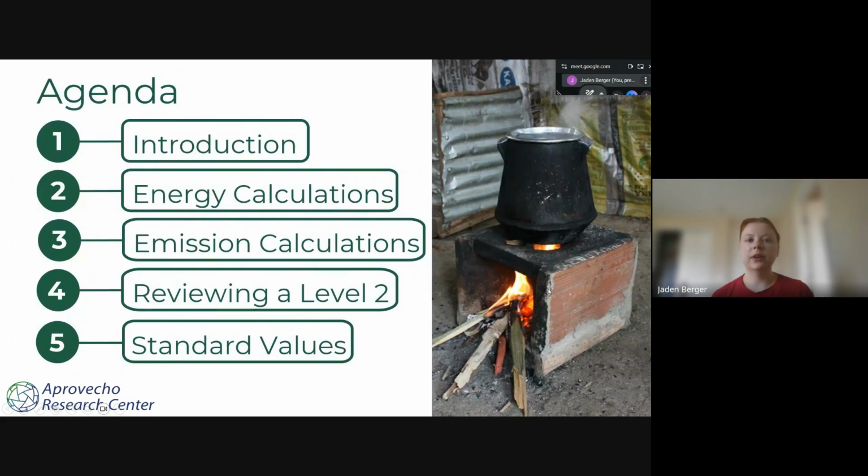So for today, we're going to talk about two major sections in our data analysis. That's going to be our energy calculations and our emission calculations. Then we're going to talk about reviewing a level 2, which is in our data processing apps. What we call level 2 is what produces an ISO report, and that could be a really helpful tool in reviewing your data.